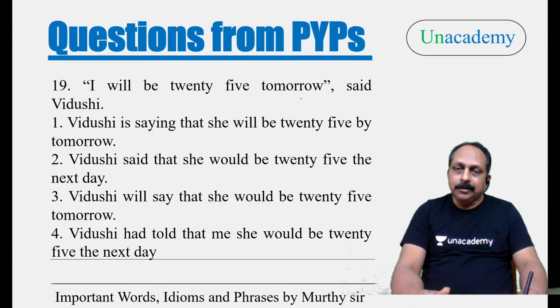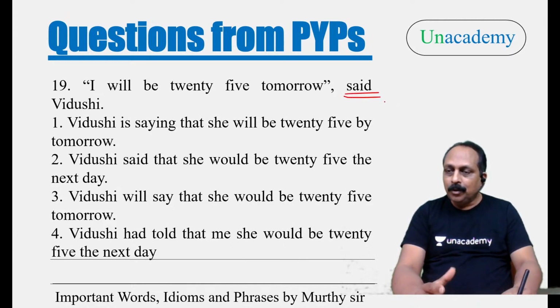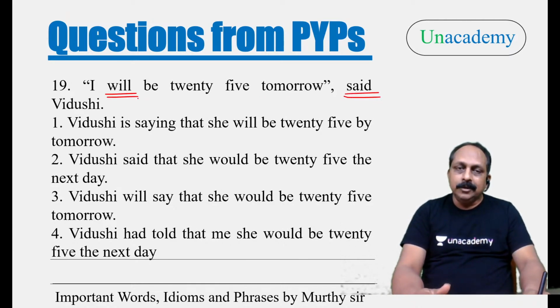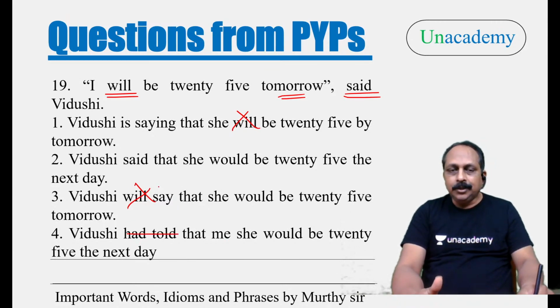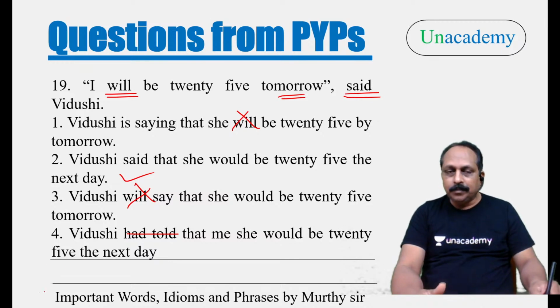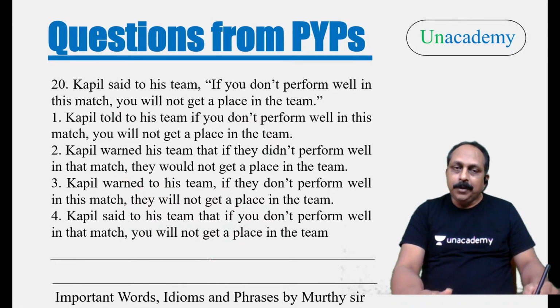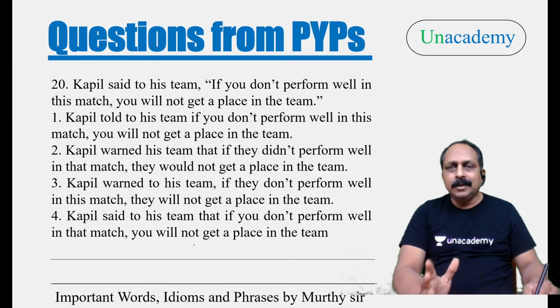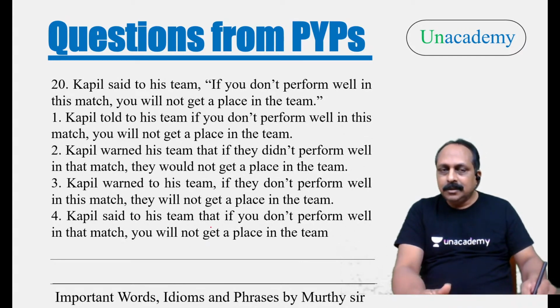I will be 25 tomorrow, said Vidushi. Reporting verb is in past. Then will changes to would. Tomorrow changes to next day. Based on that, quickly, not correct. And hold the second option. Will not correct. Then had told. You cannot use had told. It should be, Vidushi said that she would be 25 the next day. Answer is the second option. If you're good at tenses, these are all nothing. A few seconds you can get.